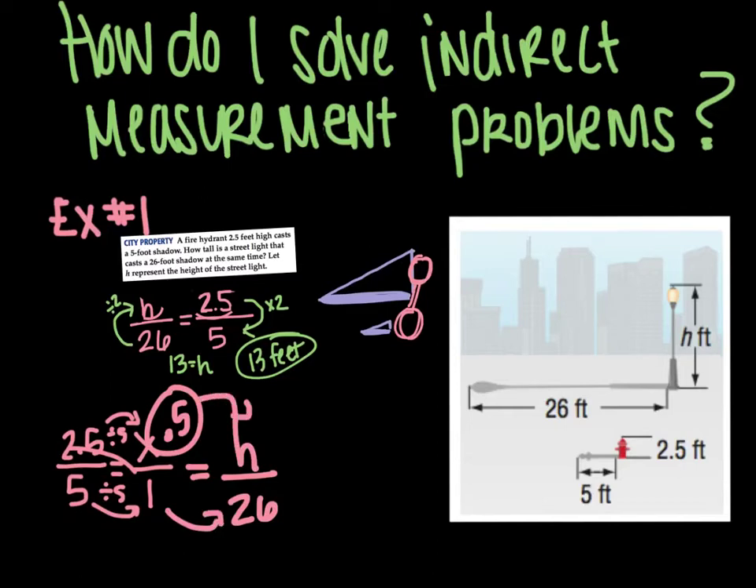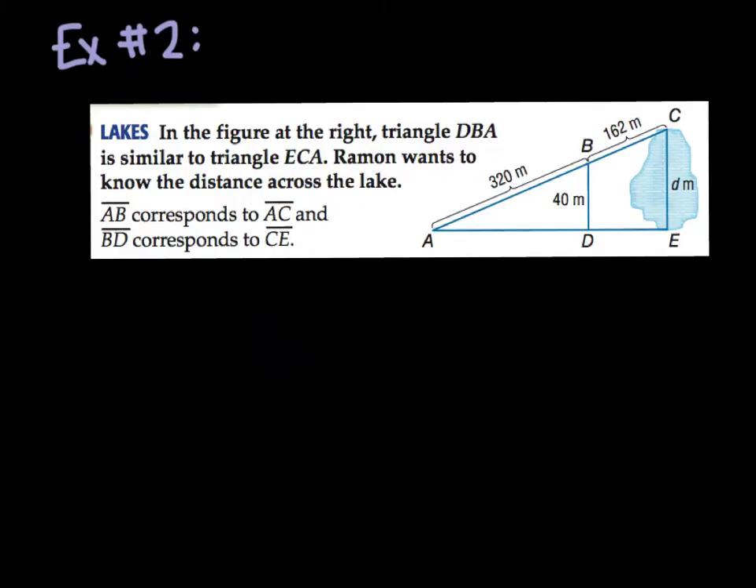So 0.5 times 26, that will also give me 13. So really, either method will work for you. Example number 2. You will actually see something like this in iExcel.